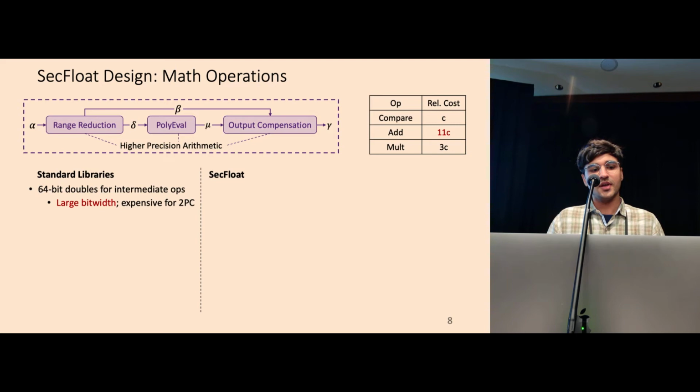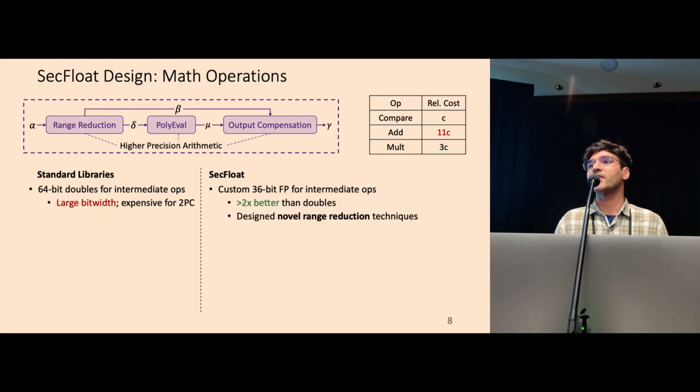Okay, so first, the standard libraries for math operations use 64-bit doubles for the intermediate operations because they have native support. But 64-bit is actually quite large, and this is expensive for 2PC. So in contrast, we use a custom 36-bit floating point representation for intermediate operations, which is greater than 2 times better in performance compared to doubles. And as a result of using this much lower precision representation, we have to design novel range reduction techniques because the existing range reduction techniques have way too much error for this imprecise representation.